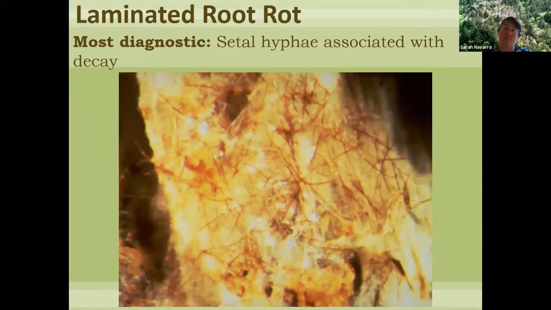These are melanized hyphae. So think of them as larger roots of the fungus. Hyphae are essentially the way that fungi grow out, and they can be considered like roots of a plant. These setal hyphae are red-brown in color. They're thicker than normal, and they're highly indicative of laminated root rot. No other root rot causes or can grow setal hyphae.